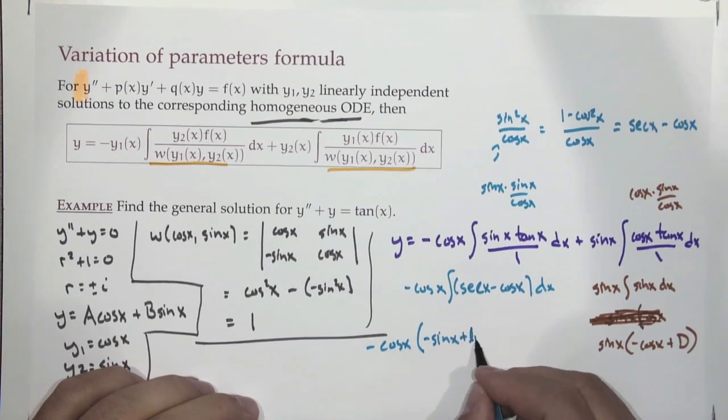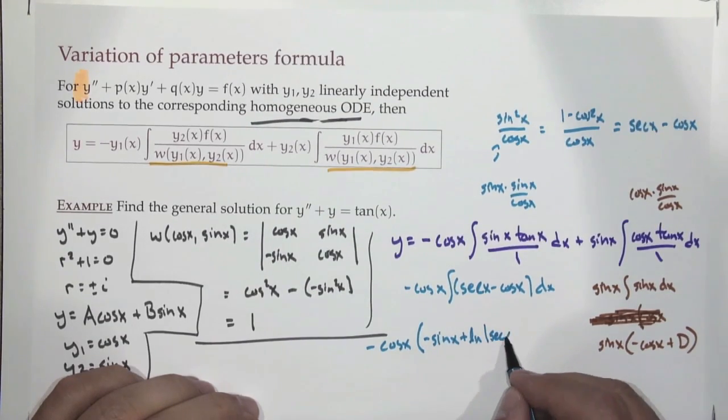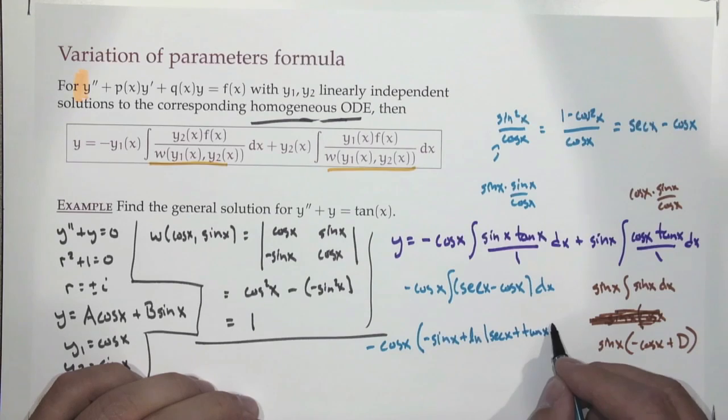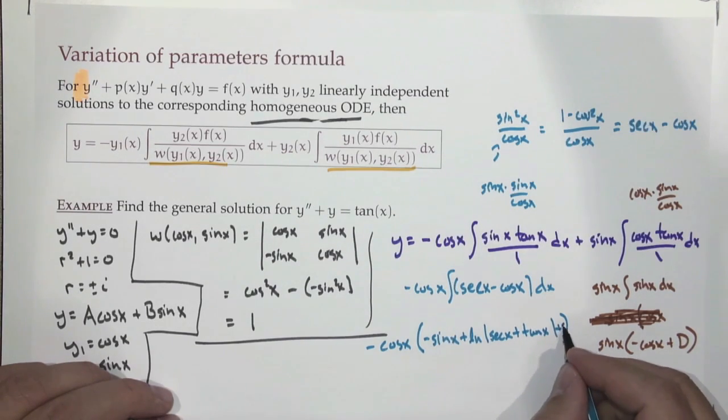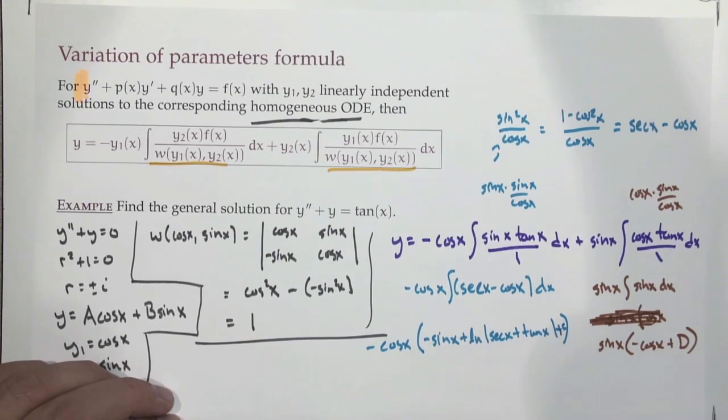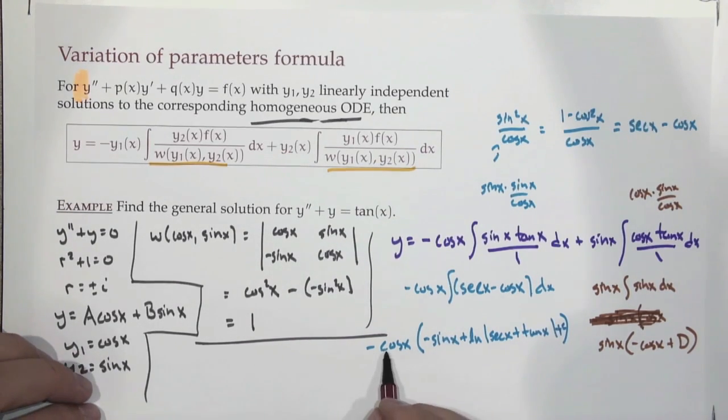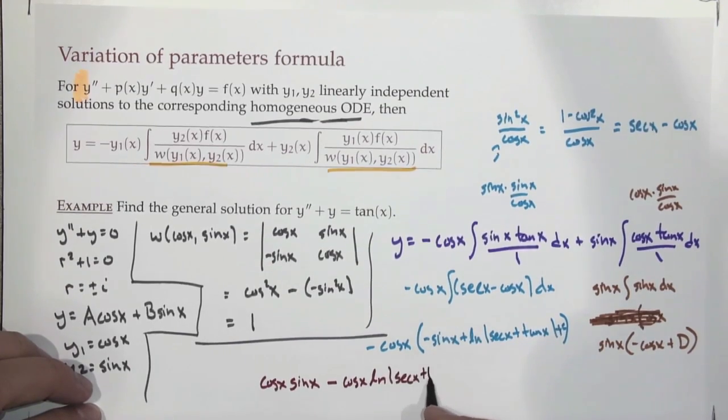Now, if you're like, oh, how am I going to remember that? It's on the formula sheet. That's how you remember it. Okay. So, and whoops, I forgot my plus c. It's there. It's very small. It's a small constant, but it's still there. All right. So, if we write this out, what do we have? Well, we have minus cosine x minus sine x becomes cosine x sine x from here. Then minus cosine x log secant x plus tangent x.